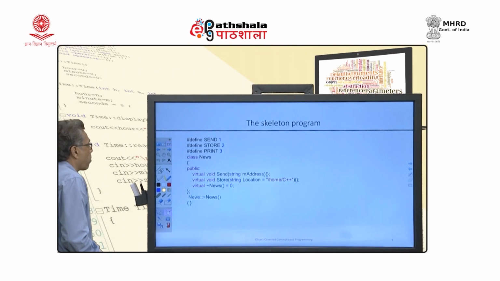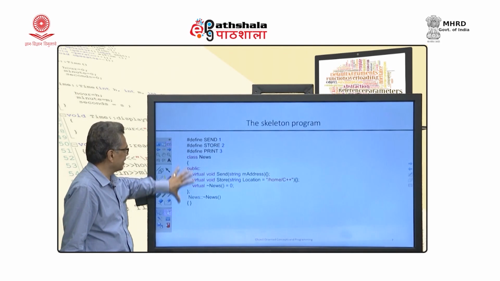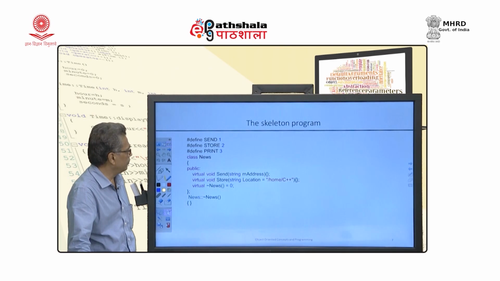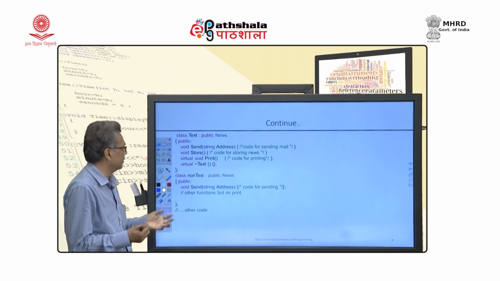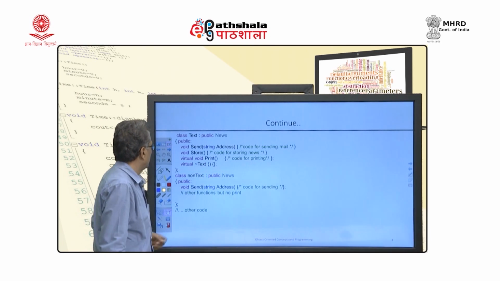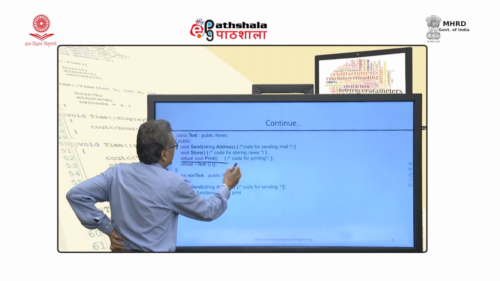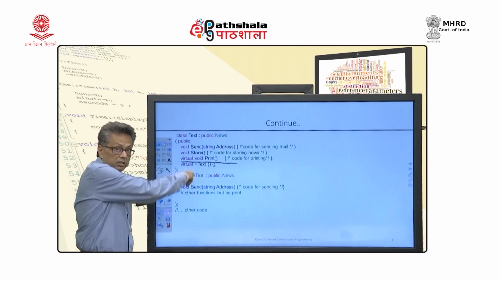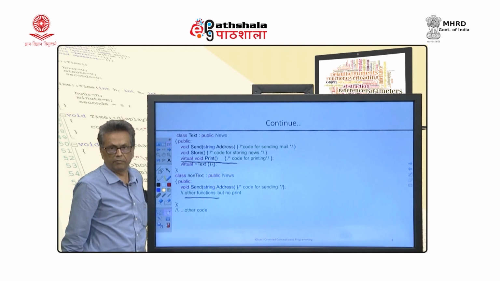So, here is the skeleton of the program. There is something called send, there is something called store, and a destructor. These are simple parts of the hierarchy. But now, in the text class I have virtual void print. Remember, this is something which is very critical for us. Non-text will not have print.